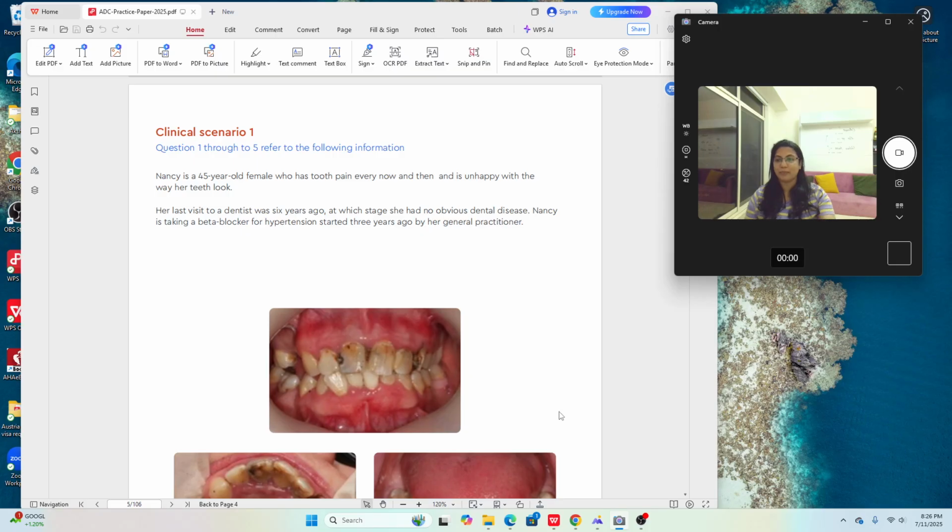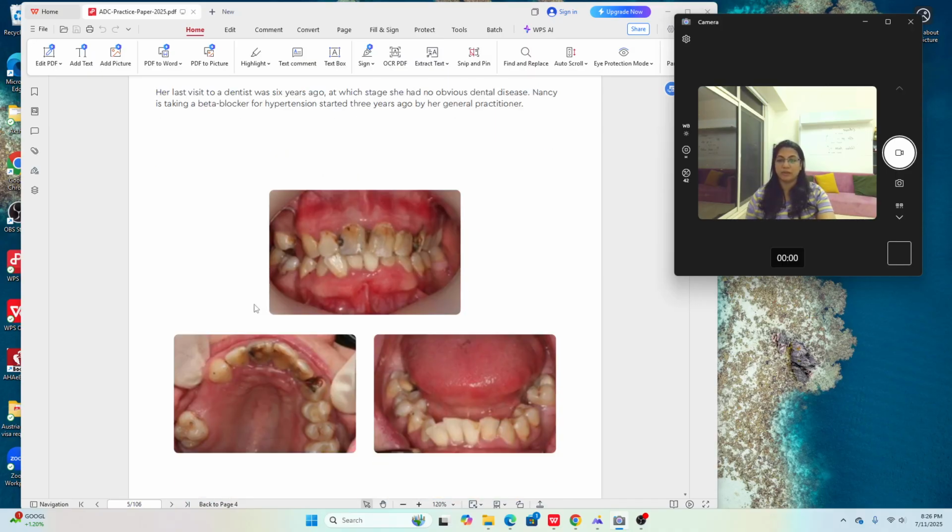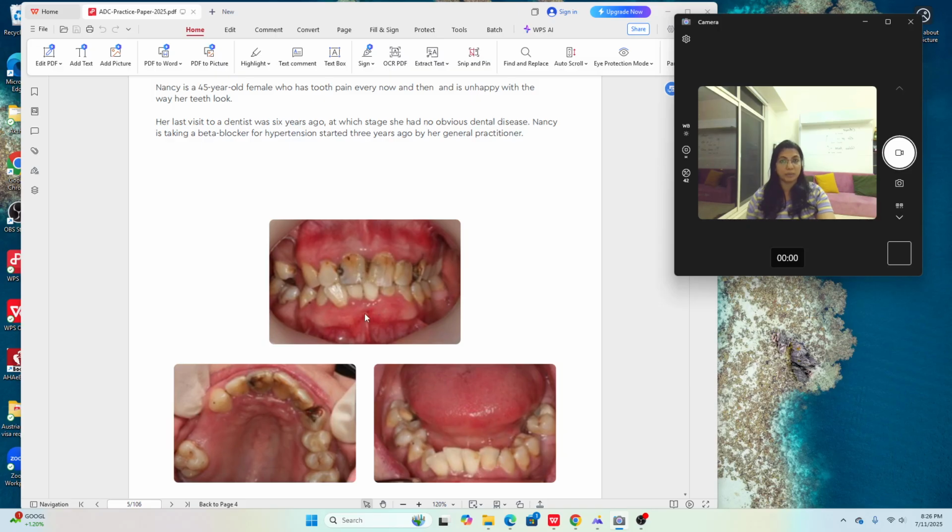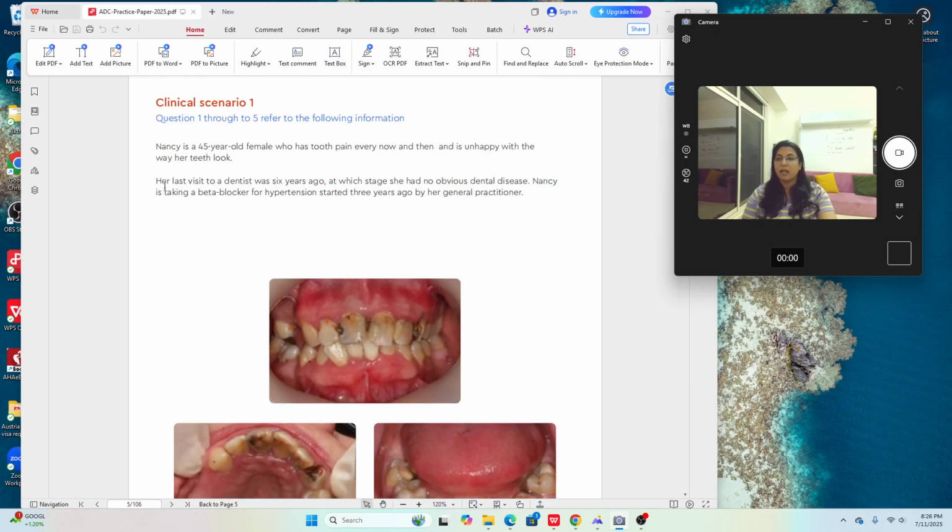So Nancy is a 45-year-old female who has tooth pain every now and then. Okay, so it's pretty frequent. And she is unhappy with the way her teeth look. Okay, now they have given these pictures. This is how it would be in the exam in the scenario. Her last visit to a dentist was 6 years ago, so she's pretty irregular, at which stage she had no obvious dental disease. Nancy is taking a beta blocker for hypertension, started 3 years ago.